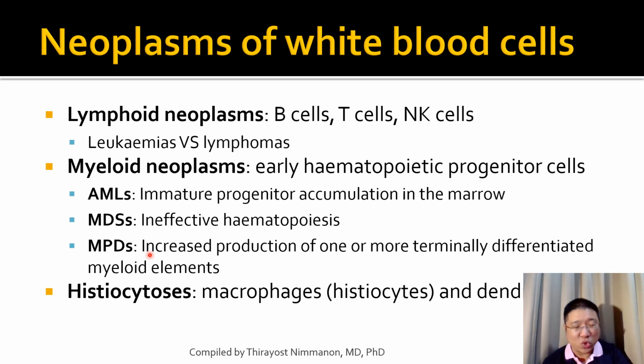If the main component of the neoplastic cells in the blood is different stages of mature white blood cells, and the bone marrow contains a lot of white blood cell precursors, a lot of granulocytic precursor cells, that is CML, or chronic myeloid leukemia, which now requires a genetic test, cytogenetic test, to confirm the diagnosis. The second group of myeloid neoplasms is myelodysplastic syndromes.